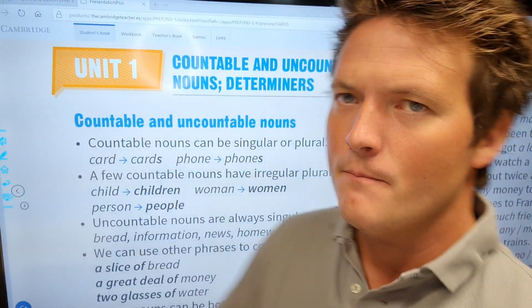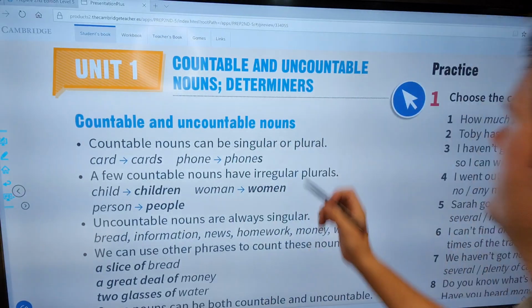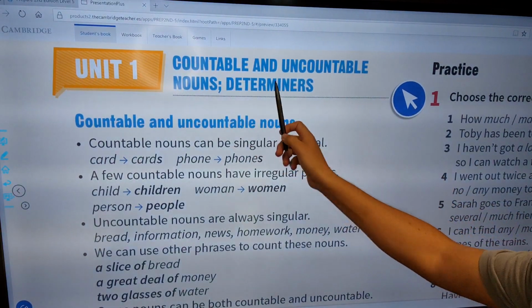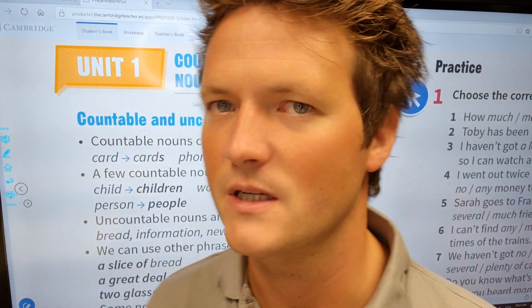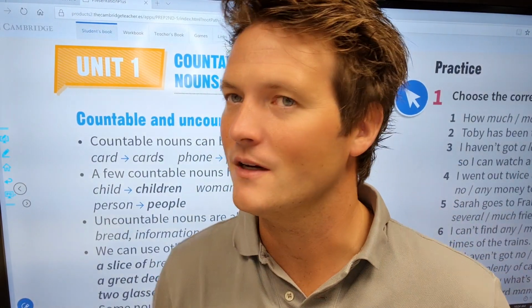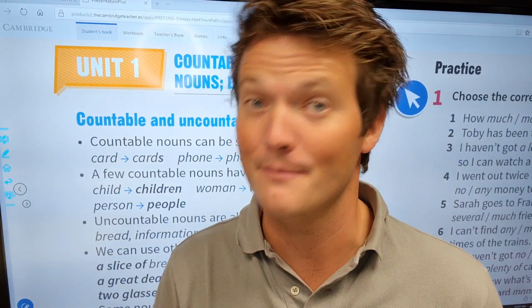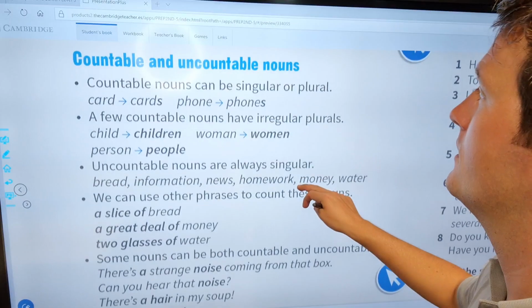So, boring topic in topic 1, very boring. Countable and uncountable nouns, and determiners. We don't like them. But you've got to practice it. You can't keep getting this wrong all the time, and everyone gets it wrong all the time. So let's have a look.